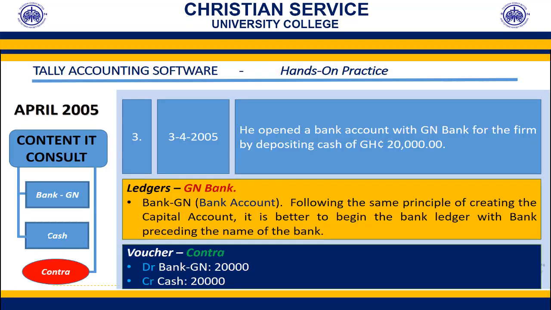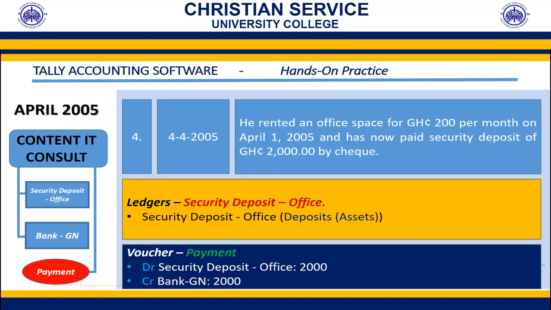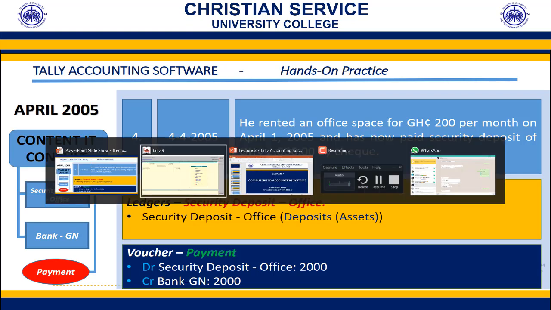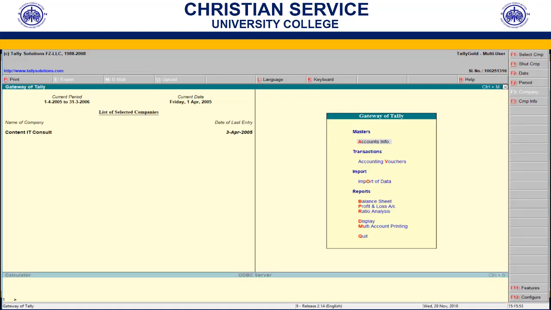We go for our fourth transaction. Here we'll create the security deposit ledger and then specify this to be the office one, because as we may go along, we will see there are other security deposits and that may not be office, so that we can differentiate between the various security deposits that we may have. Let's go to the Tally and enter this particular transaction using the payment voucher, since we paid out something.